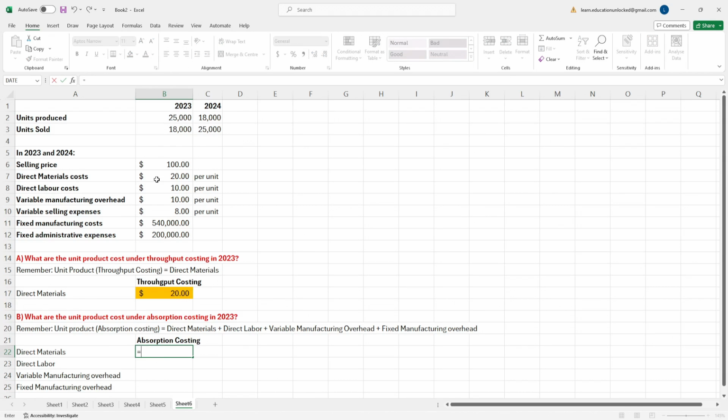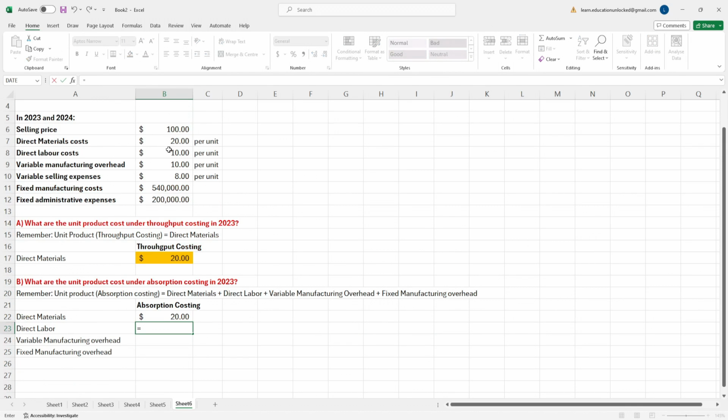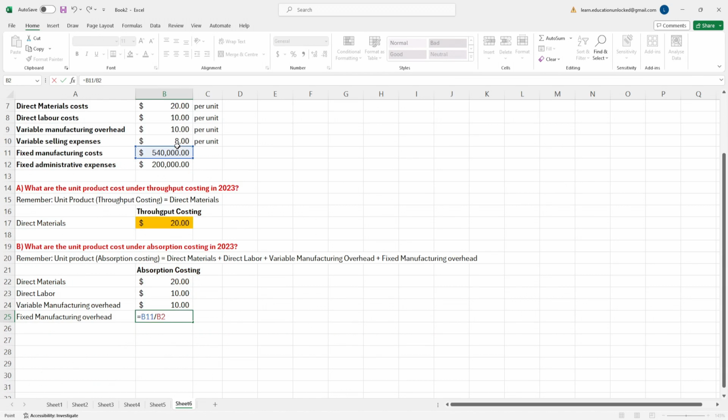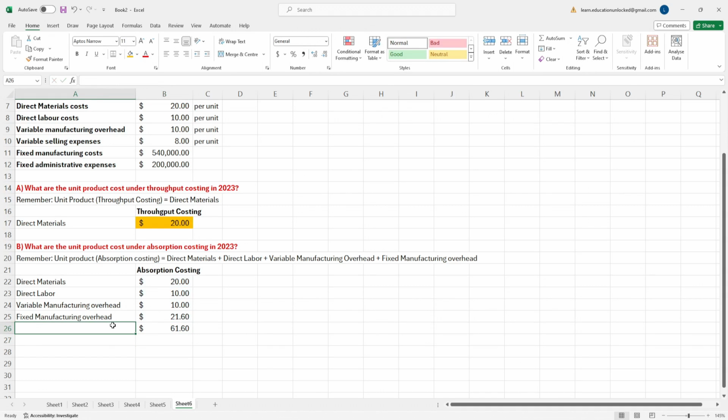So direct material cost, $20 per unit. Direct labor, I'll scroll down more, $10. Variable manufacturing overhead, it's 10. Fixed manufacturing overhead. Here they're giving us the totals, 540,000. So you want to divide this by the amount of units produced. That gives us 21.6. If we sum all of these, that gives us 61.60. So this is our unit product cost. I'll highlight that in orange. So that is the answer to B.